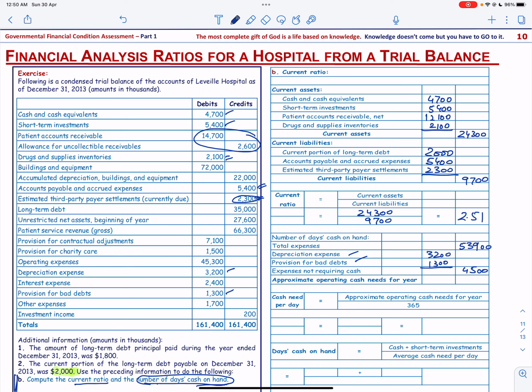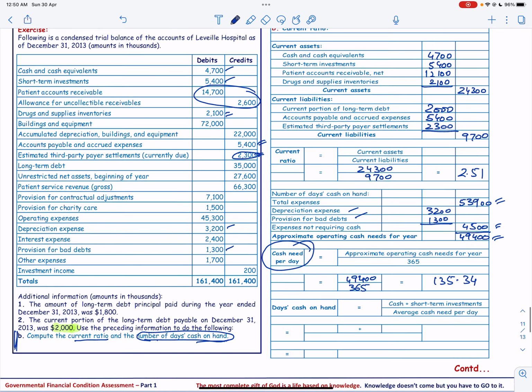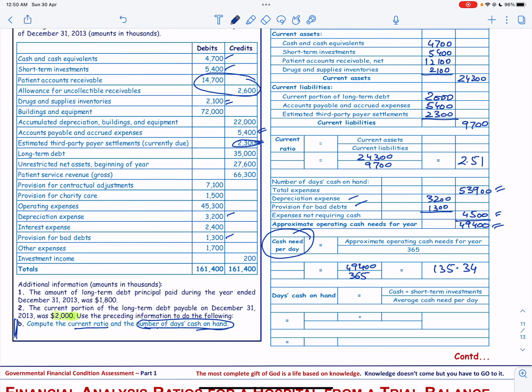So the approximate cash need will be the total expenses minus the non-cash expenses, that is 49,400. Then the cash needs per day is the approximate operating cash needs, that is 49,400 divided by 365, that means we need 135.34 per day. Then next we are going to calculate days cash on hand.